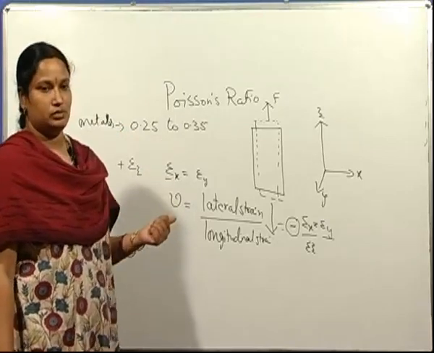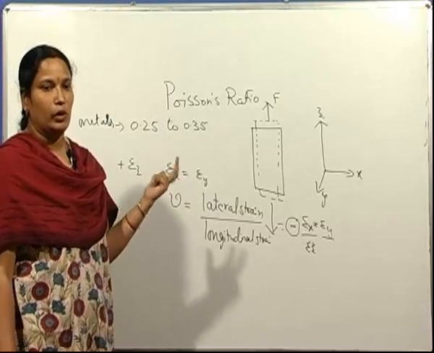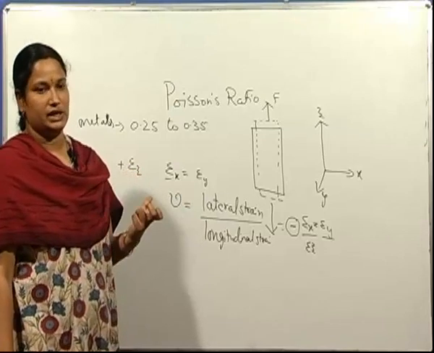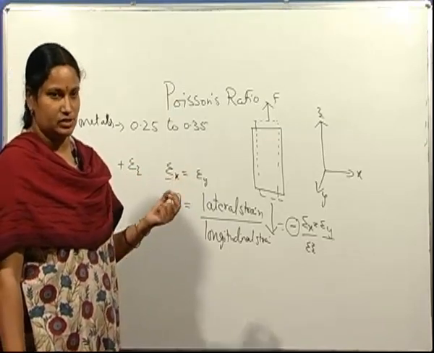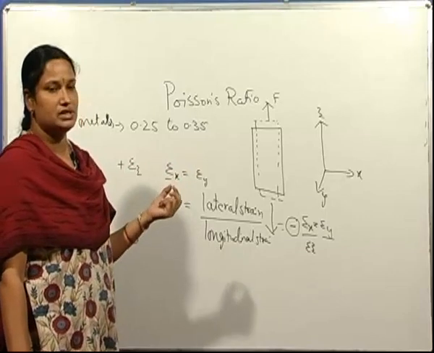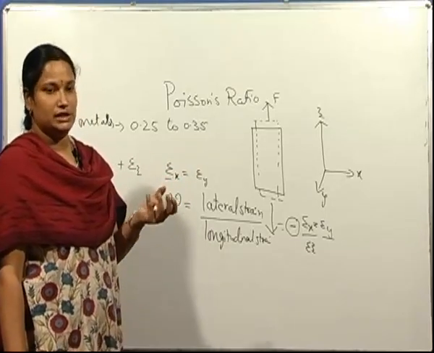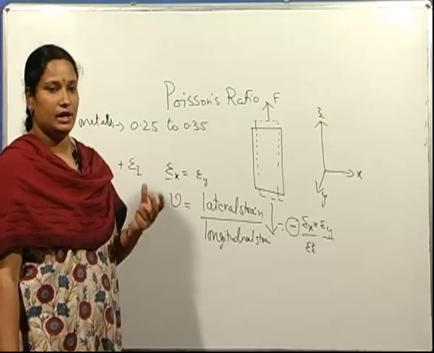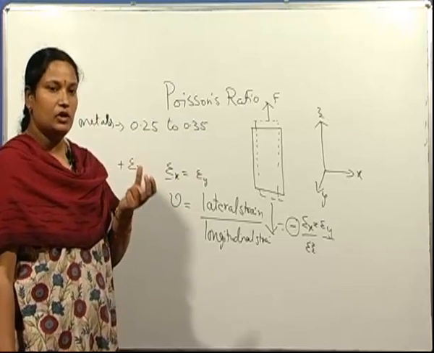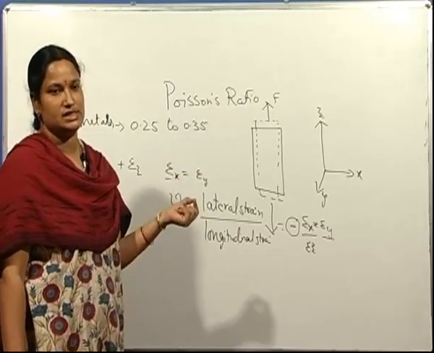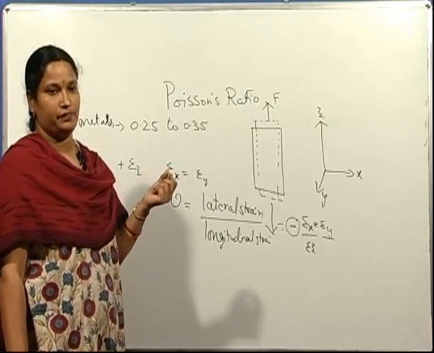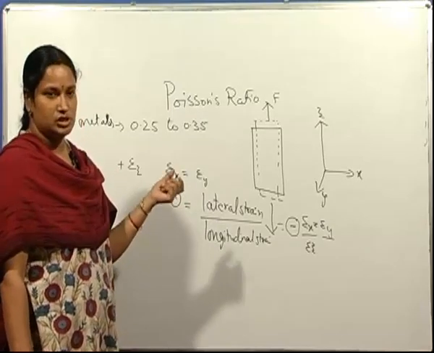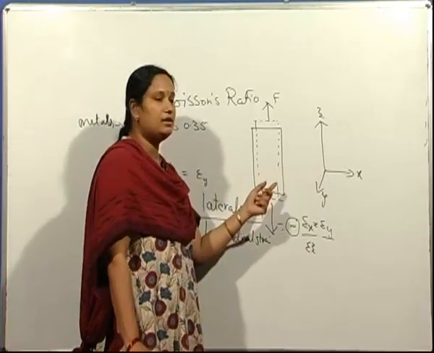But this Poisson's ratio cannot be determined by a normal or routine tension test. The reason for this is it is very difficult to measure the elastic strains, because the elastic strains are very, very low. It is very difficult to measure these strains in a normal routine tension test. It requires very careful measurements, as well as the equipment to measure these very small strains should also be very sensitive. So very sensitive extensometers are used to measure these strains, as well as to measure these lateral strains.